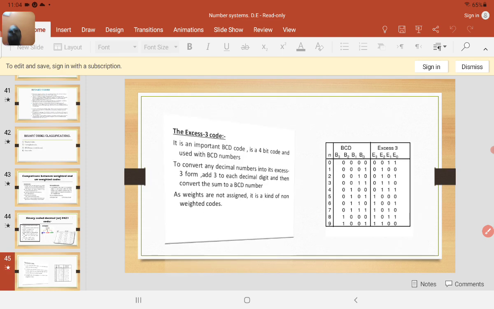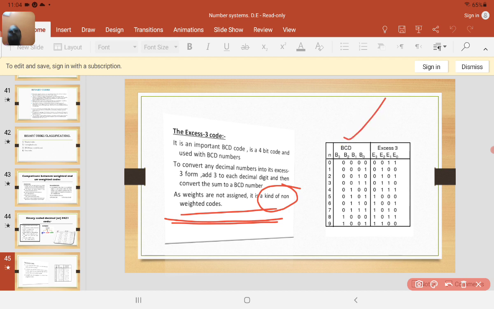Next, what is meant by the XS3 code? The XS3 code is an important BCD code. It is a 4-bit code and it is used with BCD numbers. To convert any decimal number into the XS3 form, add 3 to each decimal digit and then convert it into the BCD number. As the weights are not assigned, it is a kind of unweighted code. It is one type of non-weighted or unweighted codes.